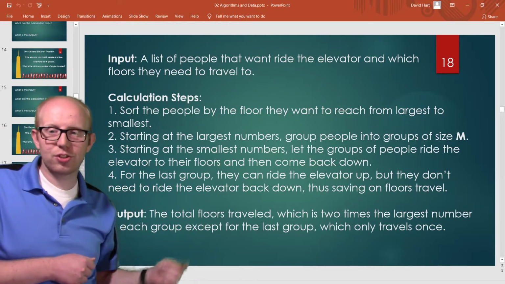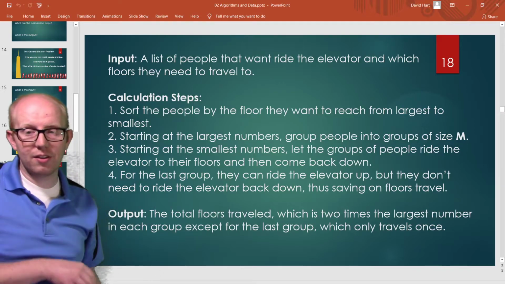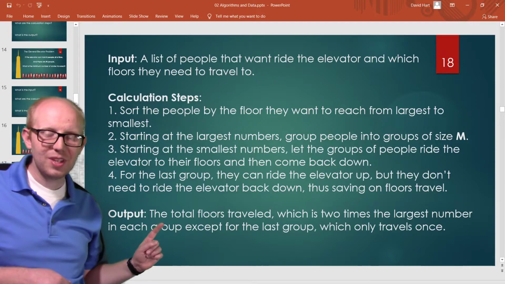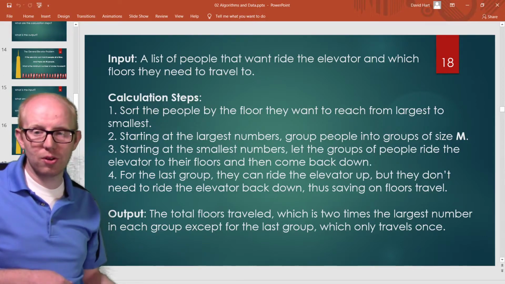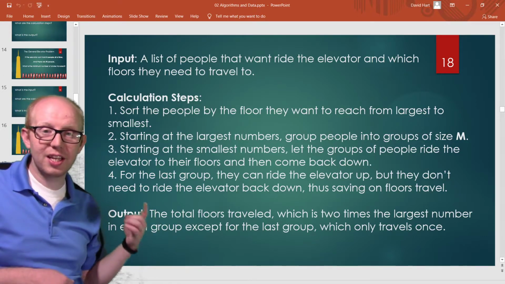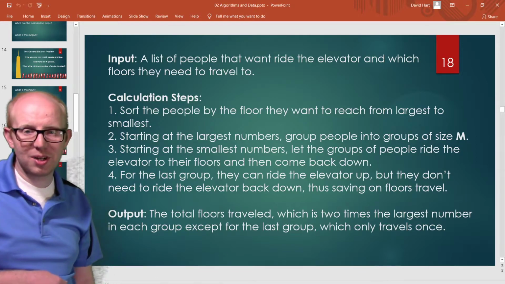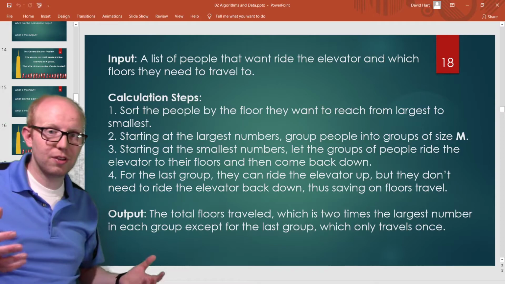And then for the last group, they ride the elevator up, but they don't need to ride the elevator back down, thus saving on floors traveled. Okay. So the output will always be the total floors traveled, or I should say the shortest trip possible, which is 2 times the largest number in each group, except for the last group, which only travels once.